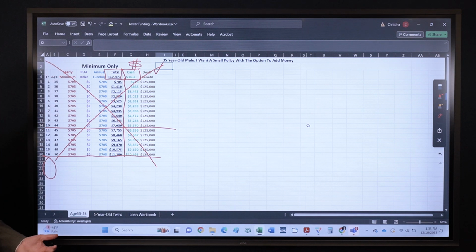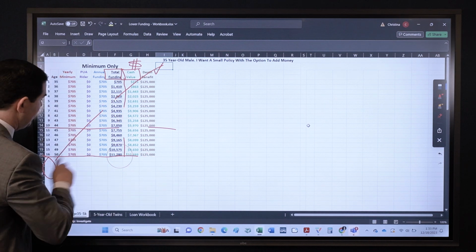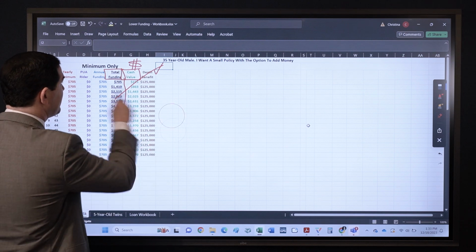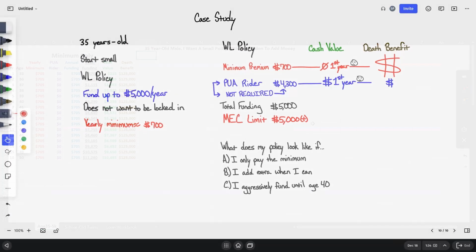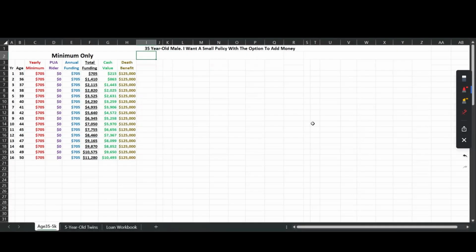However, this might be the setup. So I might start with a policy like this because I'm only committing to this. And then at my discretion, I can add more money. Do you remember what option 2 was, or option B? Adding extra money when I can. So what's it look like if I throw more money into the policy?